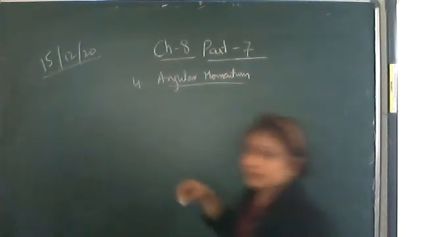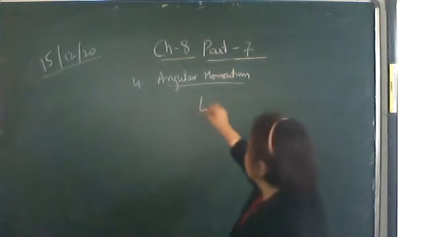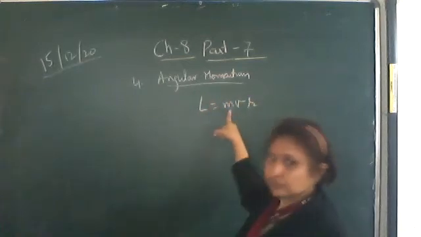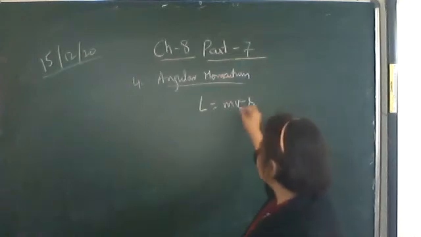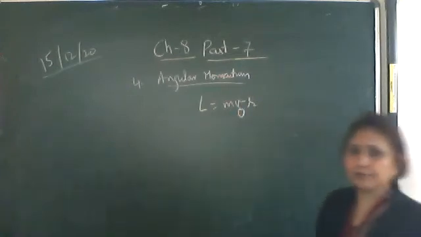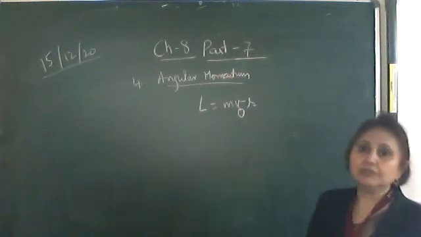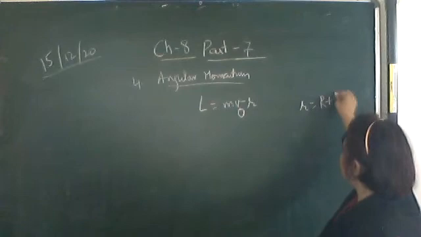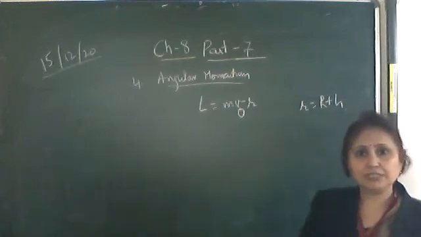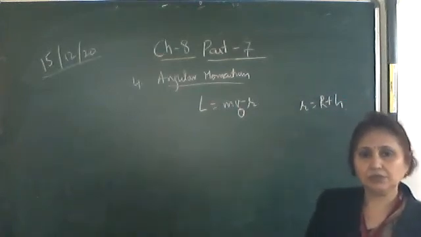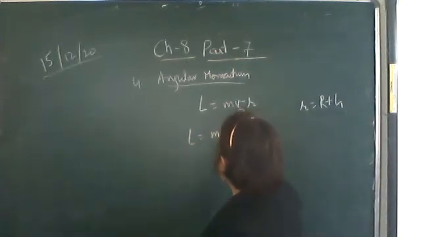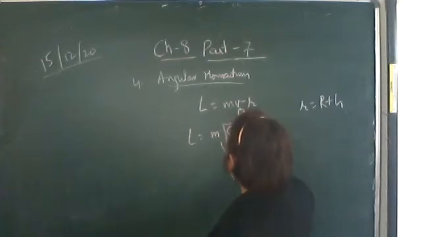Angular momentum is given as mv into r of the satellite. So mass of the satellite into the speed of the satellite. What is the speed? Orbital speed. And small r, which is the orbital radius, where small r is equal to R plus h. Substitute v naught, you will get the expression of the angular momentum. v naught is equal to under root GM upon r.